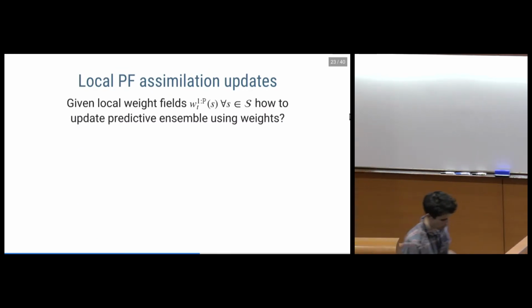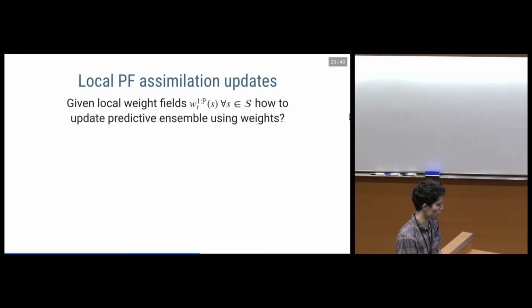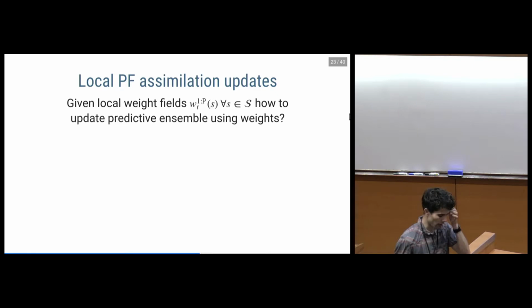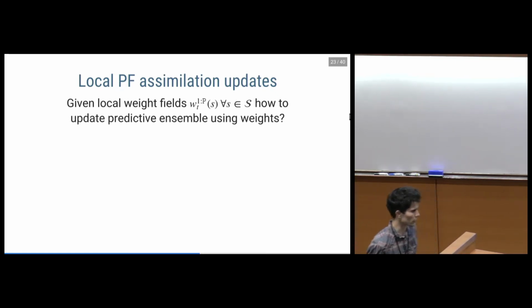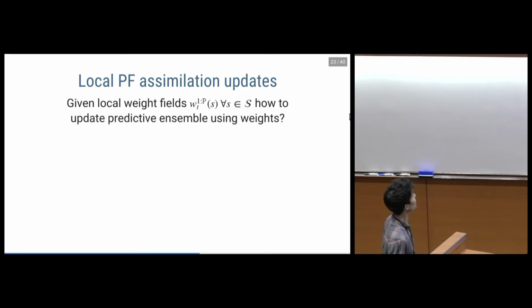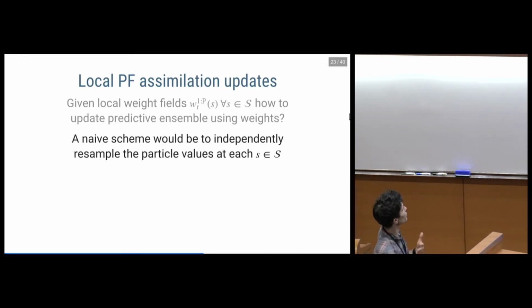So if we've defined a set of local weight fields, we then might consider how would we actually update the predictive distribution particles to reflect those calculated weights. This is one of the key issues in defining a localized particle filter method, because it's not immediately clear how to do this in a way which preserves the properties we want about the underlying particles.